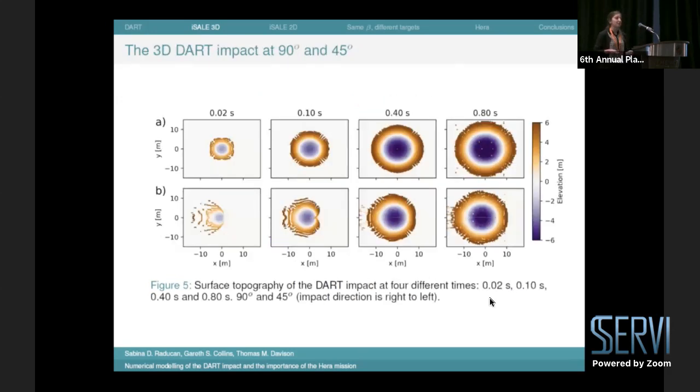However, the Dart impact is most probably not going to be vertical, but instead at an oblique angle. So next, we compare our 3D vertical simulation with an oblique 45-degree simulation. Here we have 4 snapshots at 4 different times of the surface topography of the two craters; the upper row is the vertical impact, while the lower row is the 45-degree impact. In the early times of the oblique impact, we have highly asymmetric ejecta that becomes more symmetric as the crater grows, which poses the question: in which direction will the asteroid actually move if the ejecta is highly oblique?